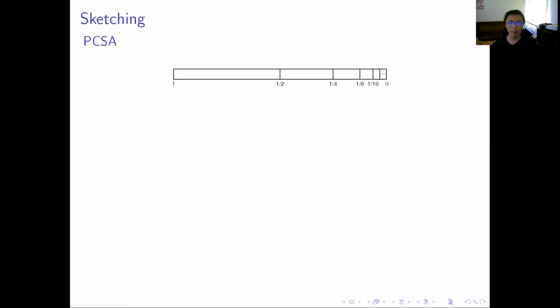The answer is yes. The basic technique is sketching. For example, the PCSA sketch hashes all the elements abstractly to a point between 0 and 1. It divides the interval geometrically into cells and stores a bit for each cell to indicate whether there is a point in it or not. So this is a possible execution. In practice, it suffices to store, roughly speaking, log U bits. So you only need to store the bits for the first log U cells.